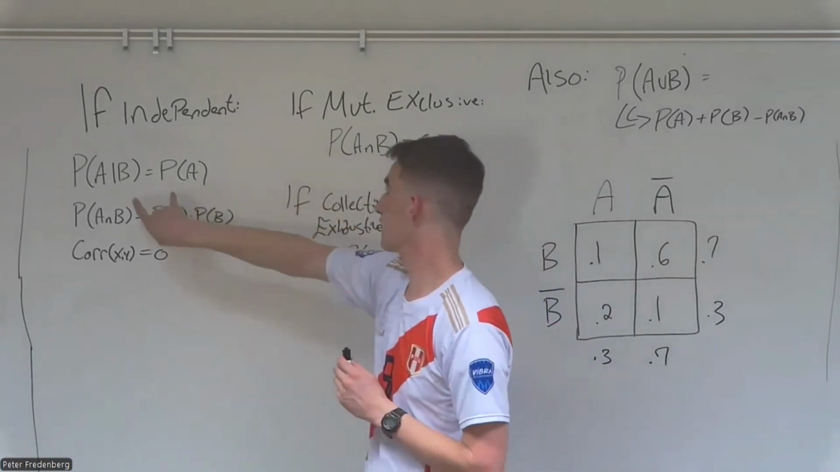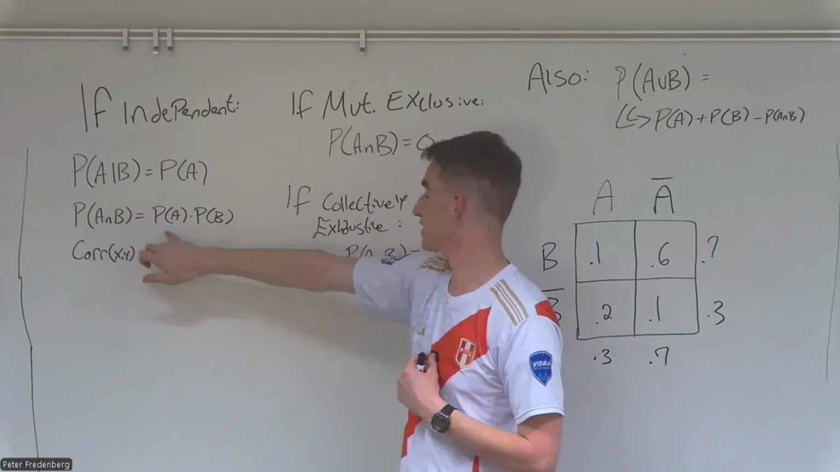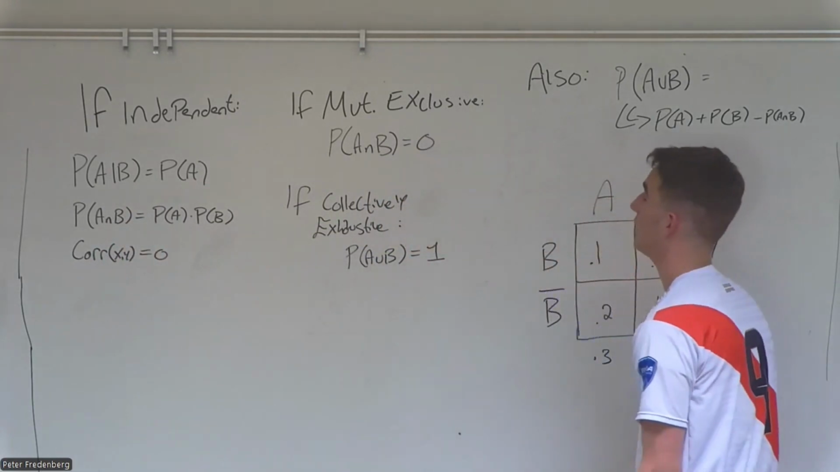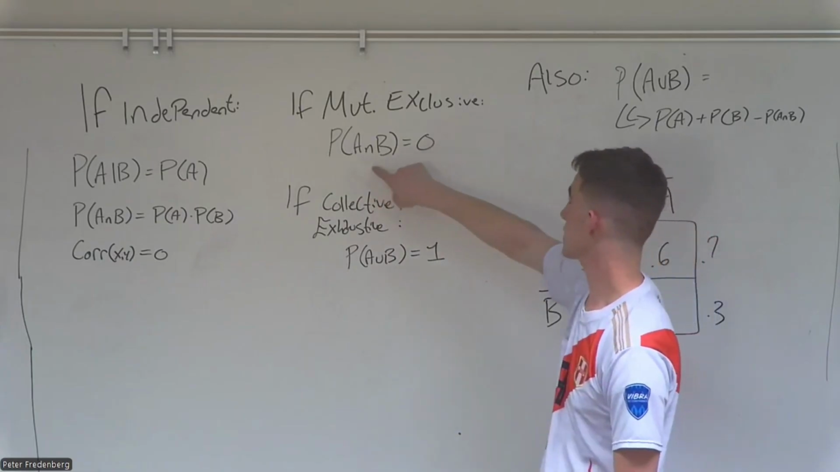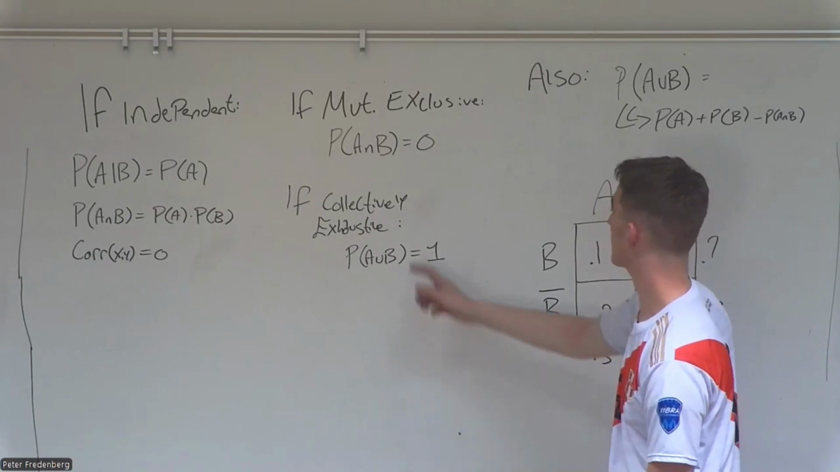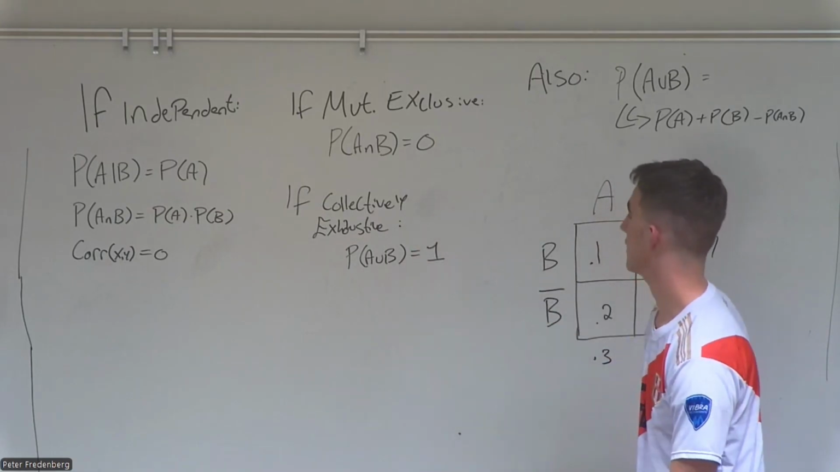Basically, if we're independent, we know that this is true. Conditional probability is just the same as probability of A. Intersection of A and B is just P(A) times P(B). Also correlation 0, but I think we talked about that in the other one. If something's mutually exclusive, the intersection is going to be 0 and vice versa. If the intersection is 0, mutually exclusive. And the same thing here, collectively exhaustive. So the union of A and B is 1.